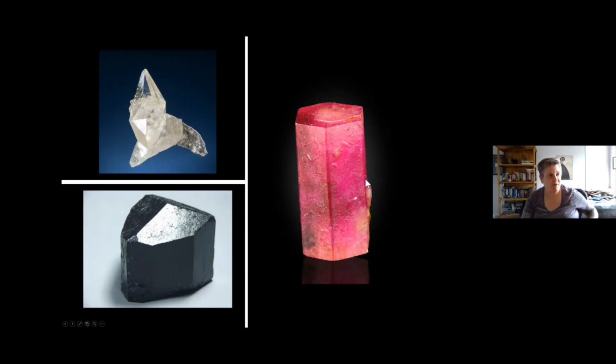So just some examples, a nice pink beryl here. You can obviously see the 6-fold symmetry here. This is a schorl tourmaline, and you can see there's definite 3-fold rotation here. And then this is a calcite here that has 3-fold rotation on the top with an inversion.